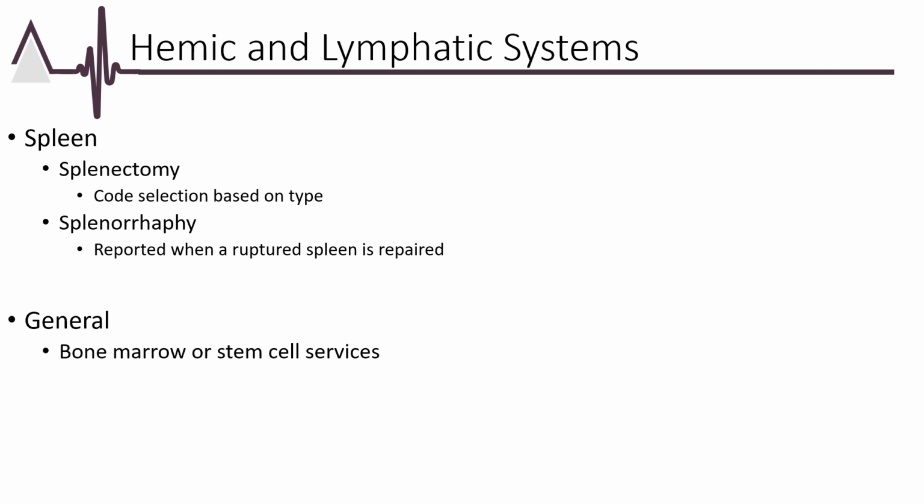The Hemic and Lymphatic System codes are found just before the Mediastinum and Diaphragm codes at the end of the Cardiovascular section of CPT. The lymphatic system is an important part of the immune system that helps to fight off infections and diseases. It consists of the lymphatic vessels, lymph nodes, and lymphoid organs such as the spleen, thymus, and tonsils. Lymph nodes are small, bean-shaped structures that are found throughout the body.